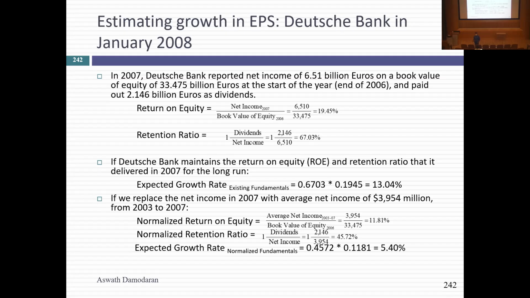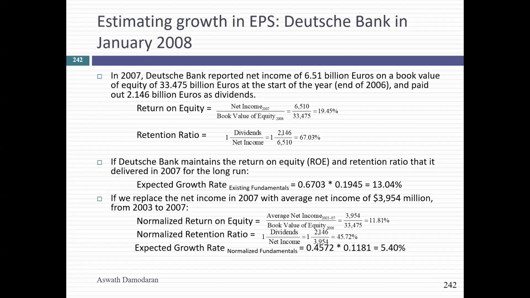But even in 2008, before the crisis, I was a little reluctant to go with just 2007. Banks go through booms and busts, and I felt like 2007 looked too high to be sustained. Now, when you worry about last year being unusual, the easy fix is to look across time. If I took the average return on equity over the last 5 years and the average retention ratio over the last 5 years, I get more normalized numbers. I'm not saying one is right and the other is wrong, but one takes a different perspective to smooth things out. So if you take 11.81% return on equity and a 46% retention ratio, my expected growth is 5.4%.